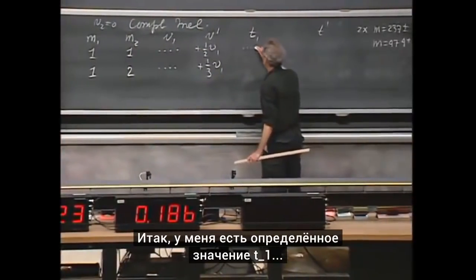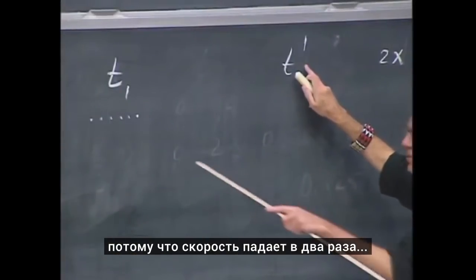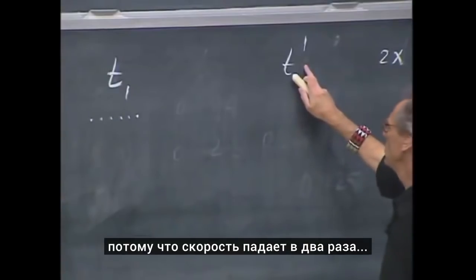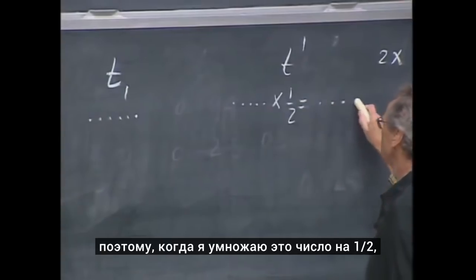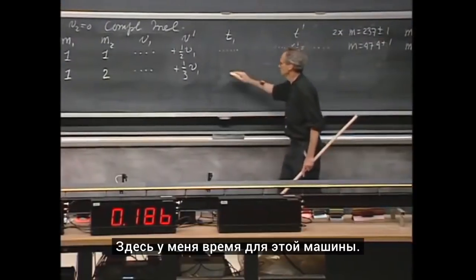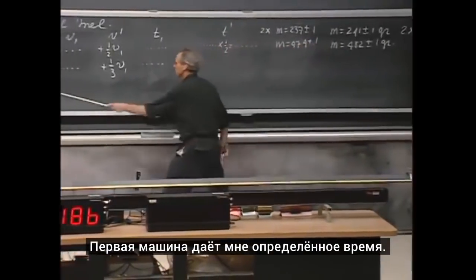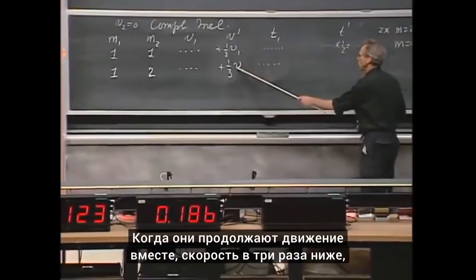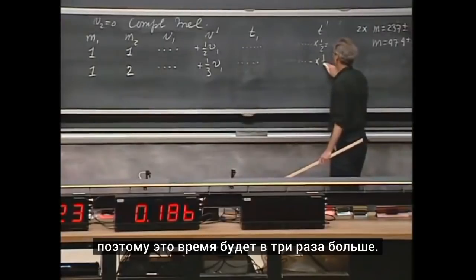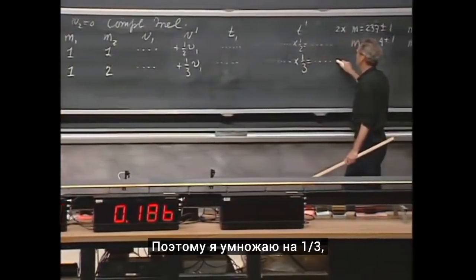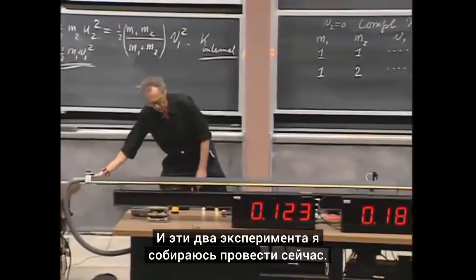So I get a certain amount of T1. So T prime will be twice as long because the speed goes down by a factor of 2. So when I multiply this number by 1/2, I would like to get that number back. Here I get the time for this car. The first one to come in gives me a certain time. When they continue together, the speed is 3 times lower, so this time will be 3 times higher. So I multiply this by 1/3, and I would like to get that time back. And those are the 2 experiments that I would like to do now.